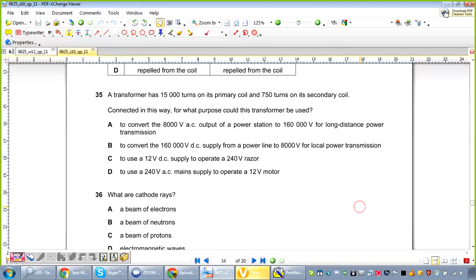So B. Which one? B, second option. See, you can never use a transformer when it is DC current. It's impossible to use a transformer. It is for AC, only applicable for AC current only.